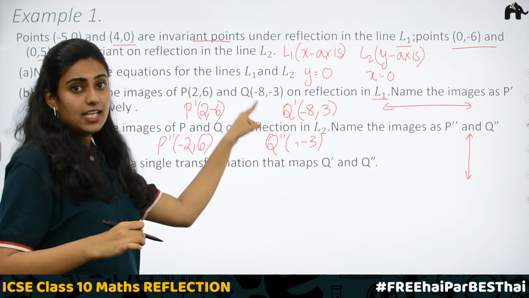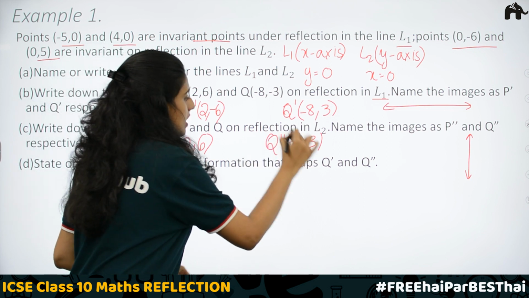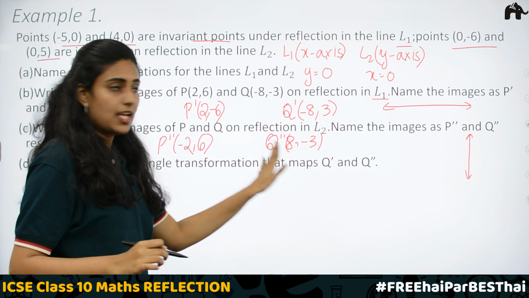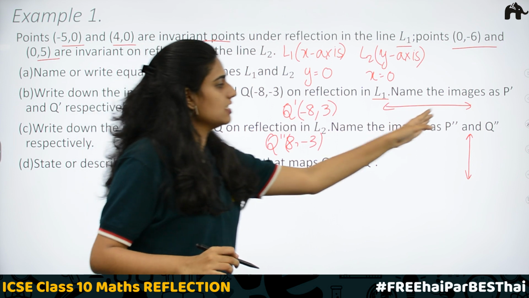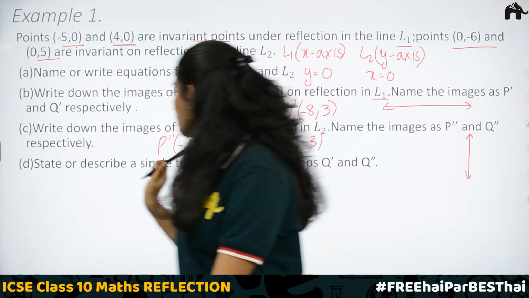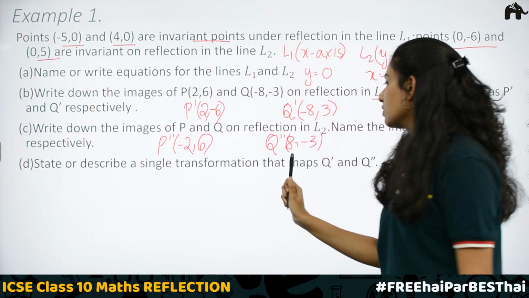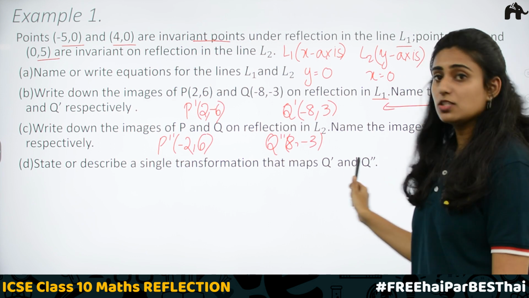X-coordinate we have -8. Sign changes. It becomes +8. We got points P double dash and Q double dash, which are images when reflection is in L2.